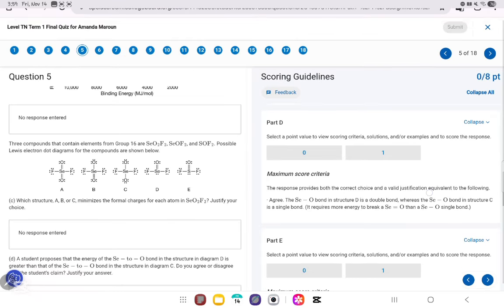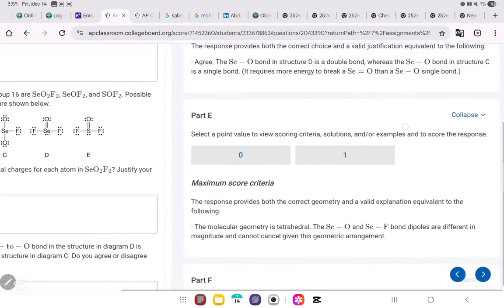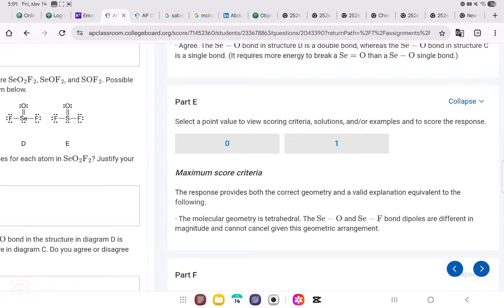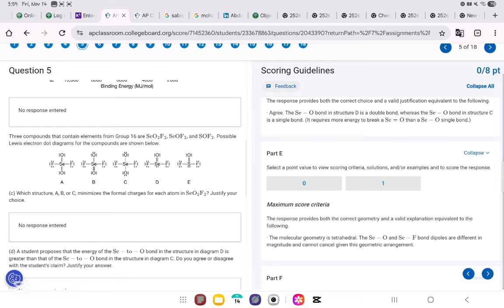If we go to the option answer of E, the molecular geometry is a tetrahedral. The SeO and SeF bond dipoles are different in magnitude and cannot cancel given this geometric arrangement, okay? So you can say the SeO and SeF, or in other terms, the surrounding atoms have different magnitude of dipoles and cannot cancel in this geometric arrangement.